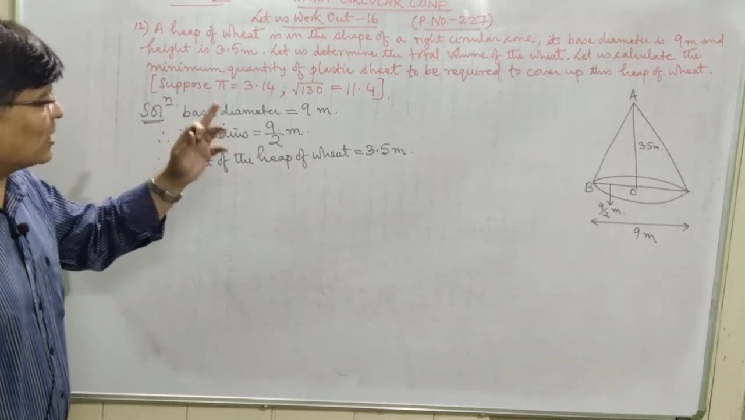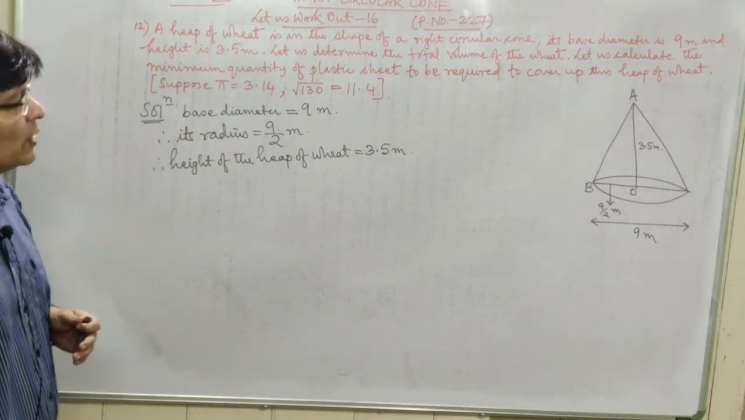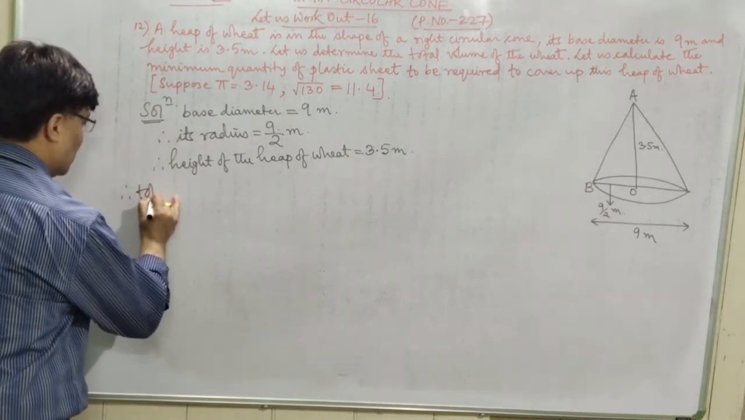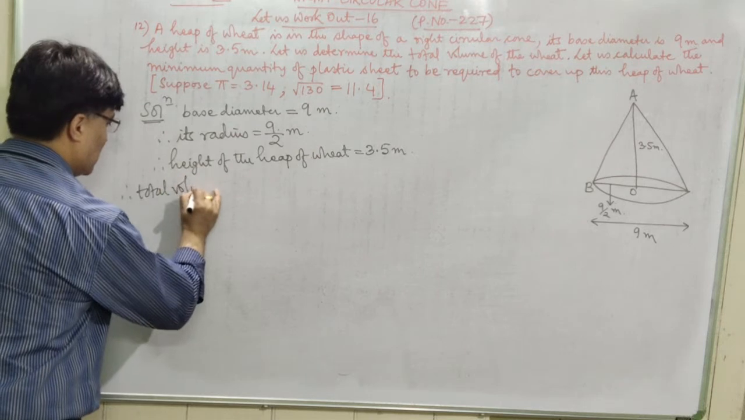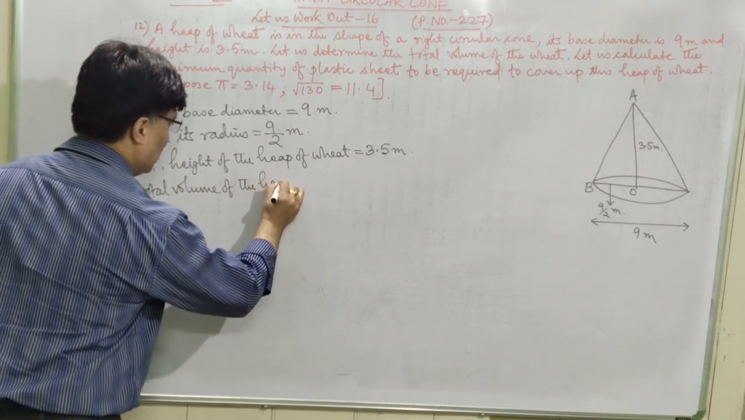Now let us calculate the total volume of the wheat. What is the total volume of the wheat? Let us find it. So therefore, total volume of the heap of wheat.